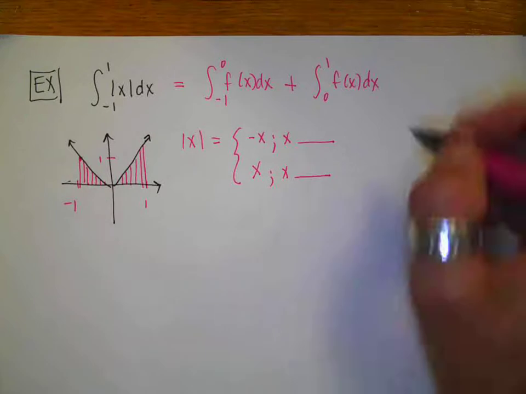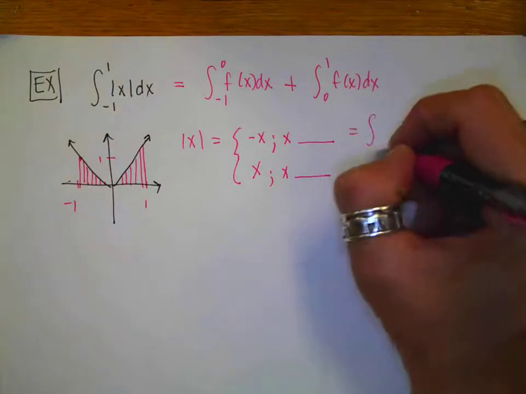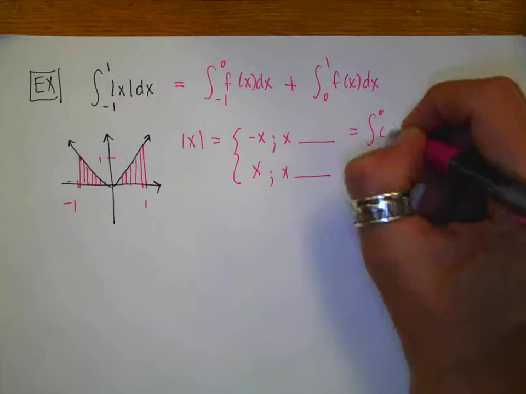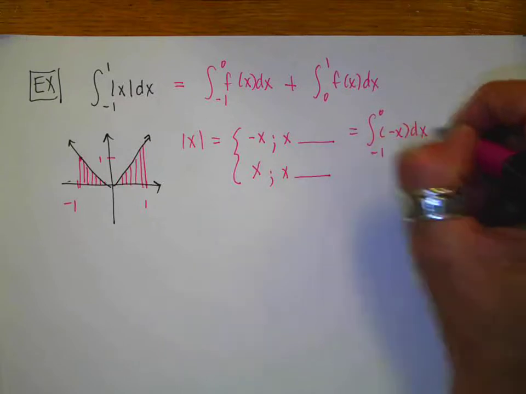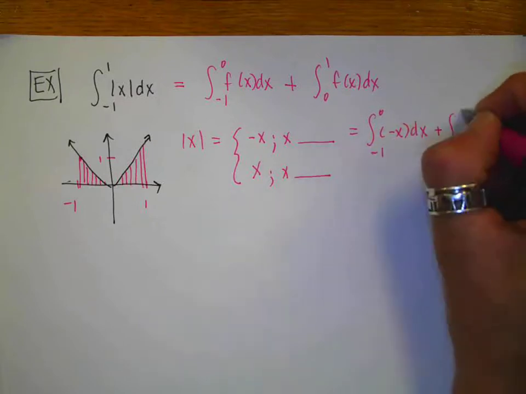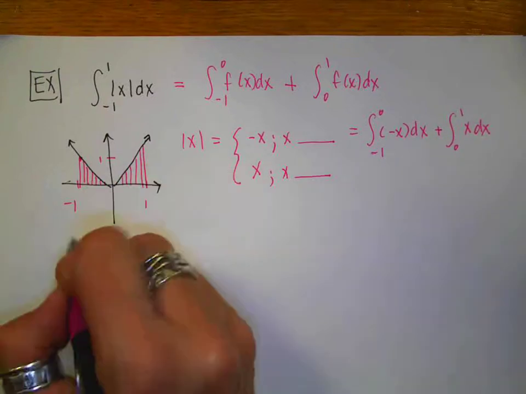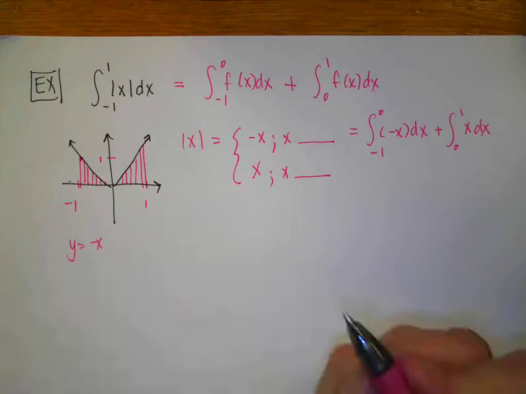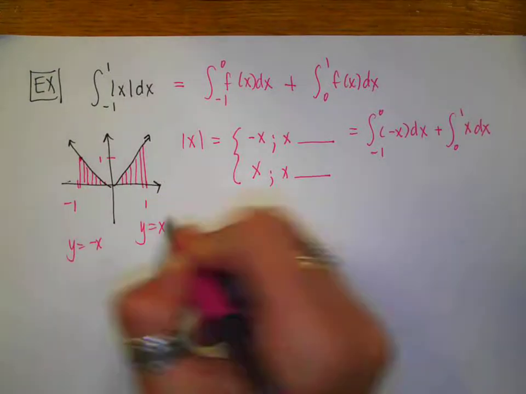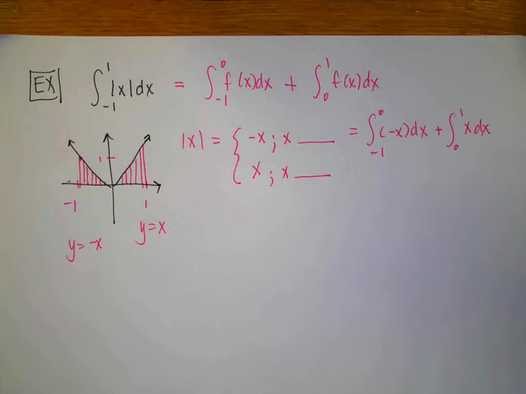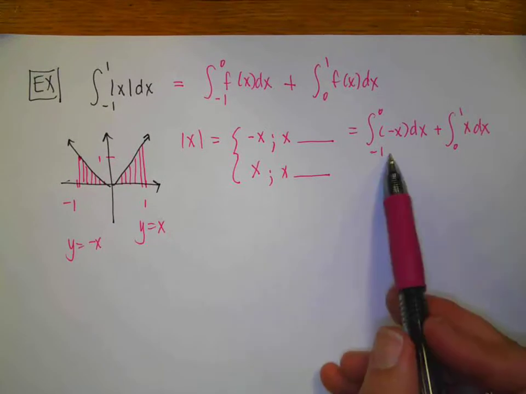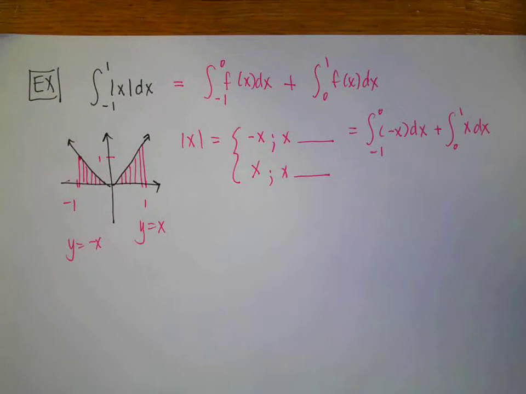But because I have an absolute value, and because this equation is actually different than this one, what I should say is this is the integral from negative 1 to 0 of negative x dx plus the integral from 0 to 1 of x dx, right? Because this side is y equals negative x, and this side is y equals x. And so I can manage my absolute value by splitting it up into a piecewise and integrating in sections.